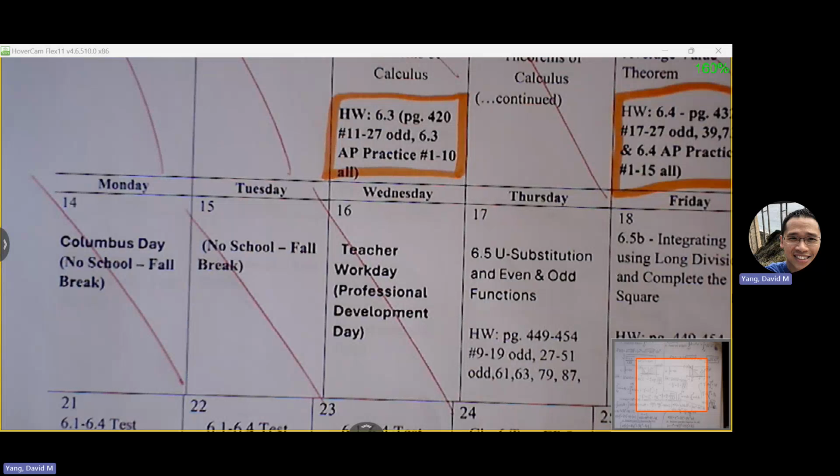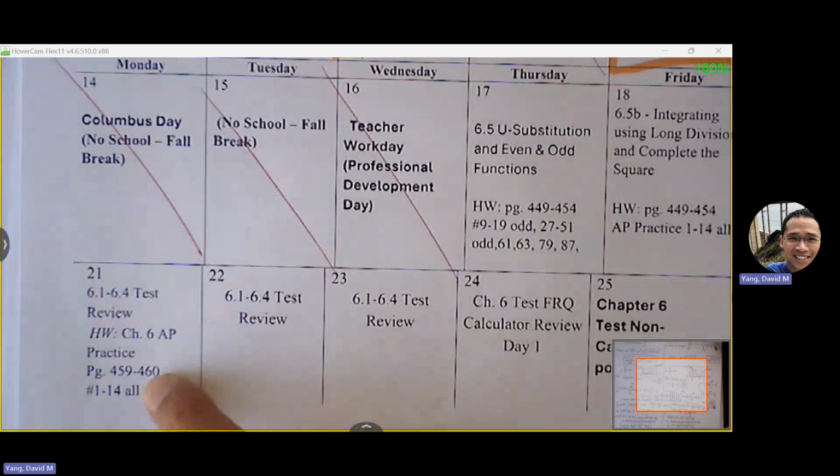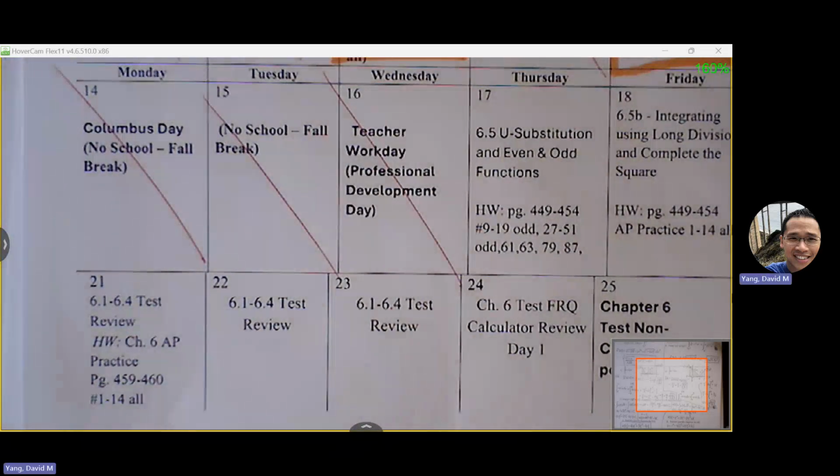I'm sorry? Put decimals? Yes, if it's an exact value. But if it's like 0.3333 repeating, then I want the fractional value. But this you can represent as a decimal. Okay, check your calendar. You guys have homework: finishing up the last remaining AP practice. And we'll continue with our test review tomorrow, Wednesday. Help session tomorrow morning at 7:15.